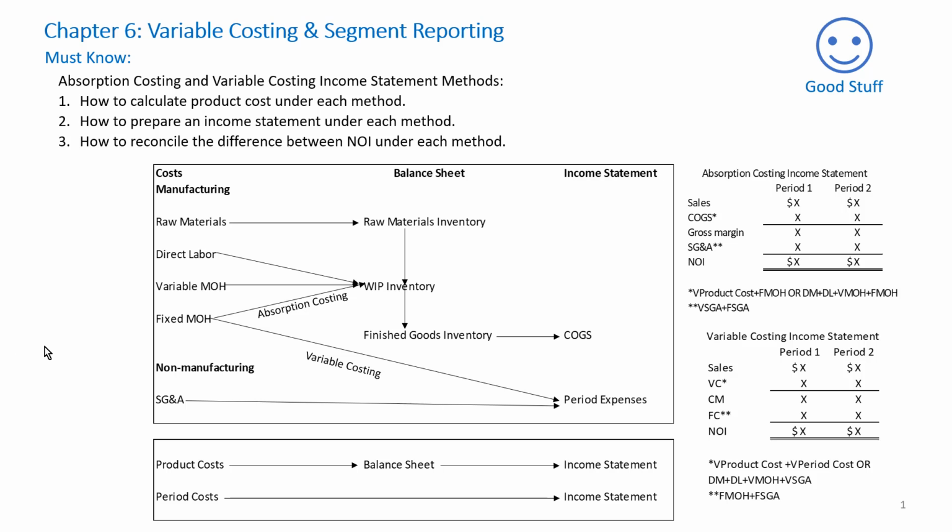As you study this chapter, the must-knows include: 1. How to calculate product cost under each method. 2. How to prepare an income statement under each method. And 3. How to reconcile the difference between net operating income under each method.